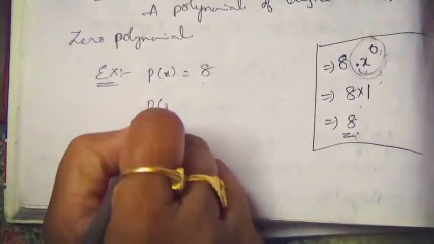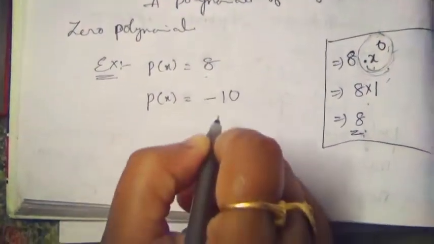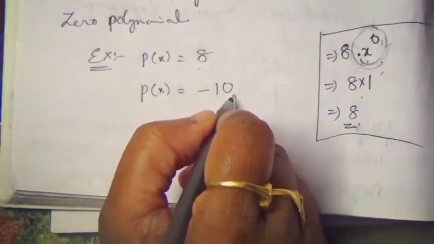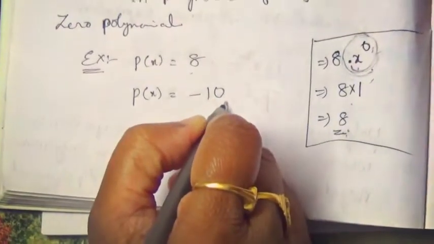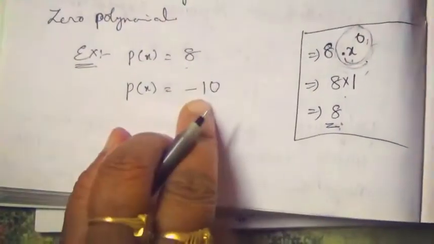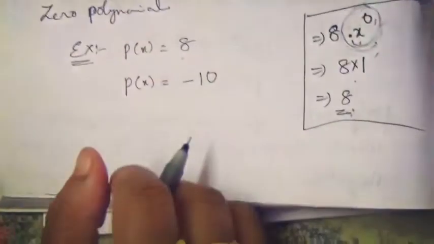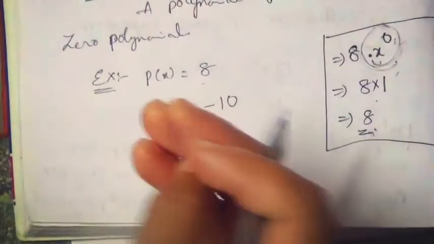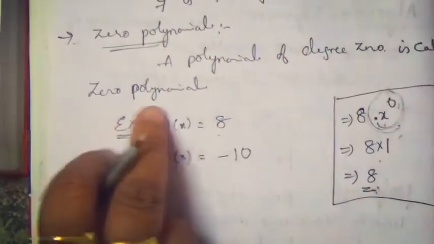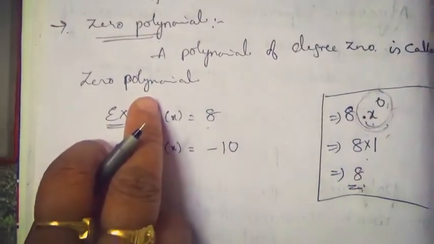Okay, one more example, that is minus 10. Yes, we can imagine that x to the power of 0 is there. So what is the degree of this polynomial? 0. For that constant term we call it a zero polynomial. A polynomial of degree 0 is called a zero polynomial.